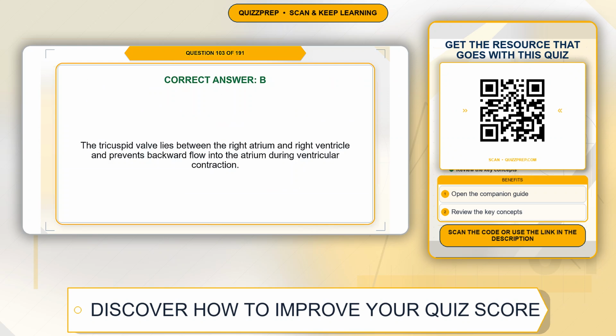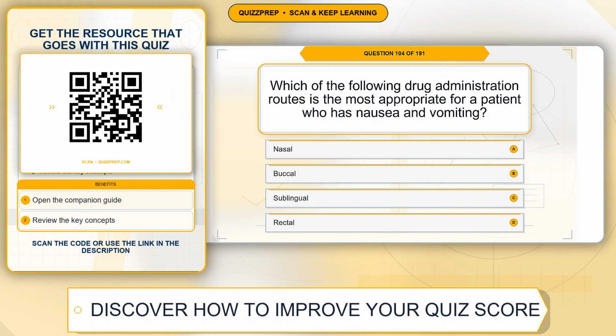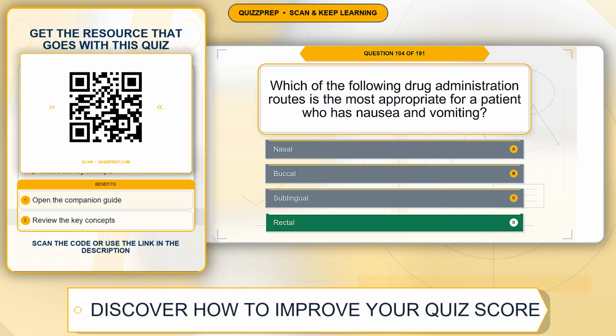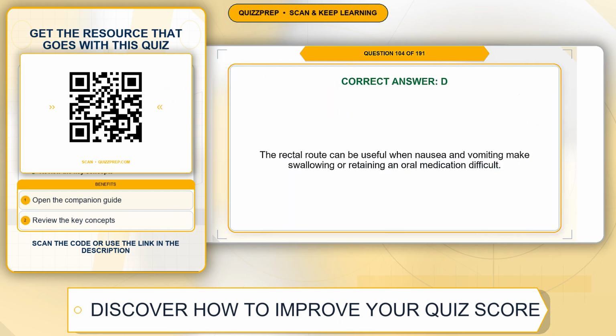Question 104. Which of the following drug administration routes is the most appropriate for a patient who has nausea and vomiting? Option A, nasal. Option B, buccal. Option C, sublingual. Option D, rectal. The correct answer is option D, rectal. Explanation. The rectal route can be useful when nausea and vomiting make swallowing or retaining an oral medication difficult.